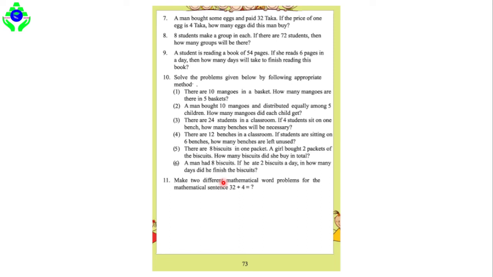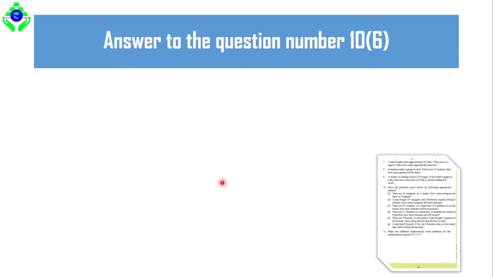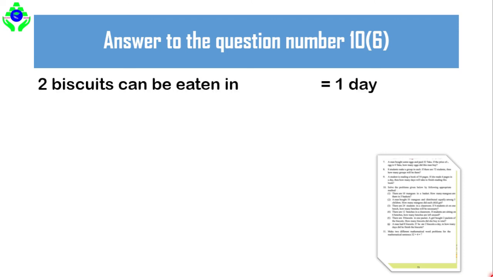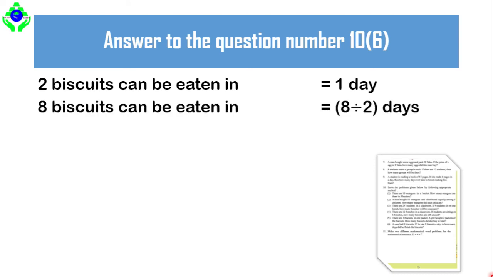So now it's time to see how we can solve the question. Let's go to the board and try to see. You can see the answer to question number 6, where at the top of this question you need to write: 2 biscuits can be eaten in one day. So 8 biscuits can be eaten in 8 divided by 2 days.